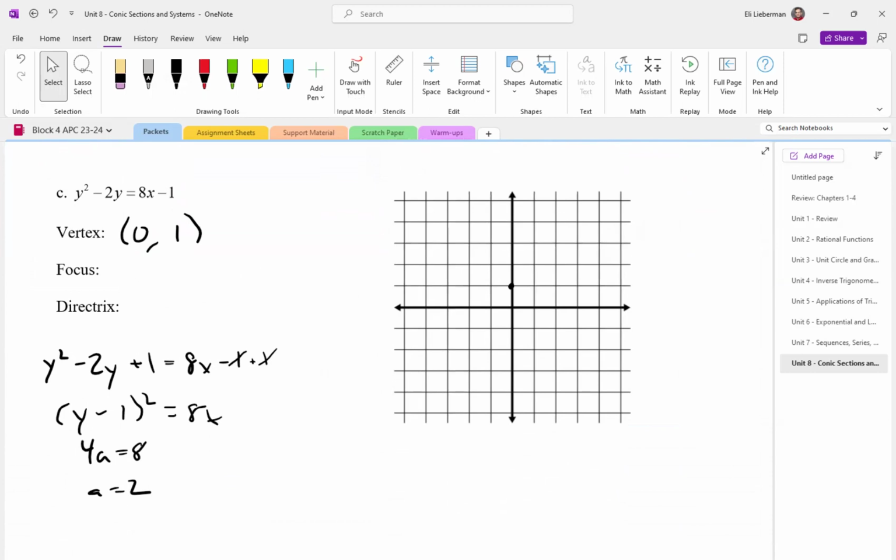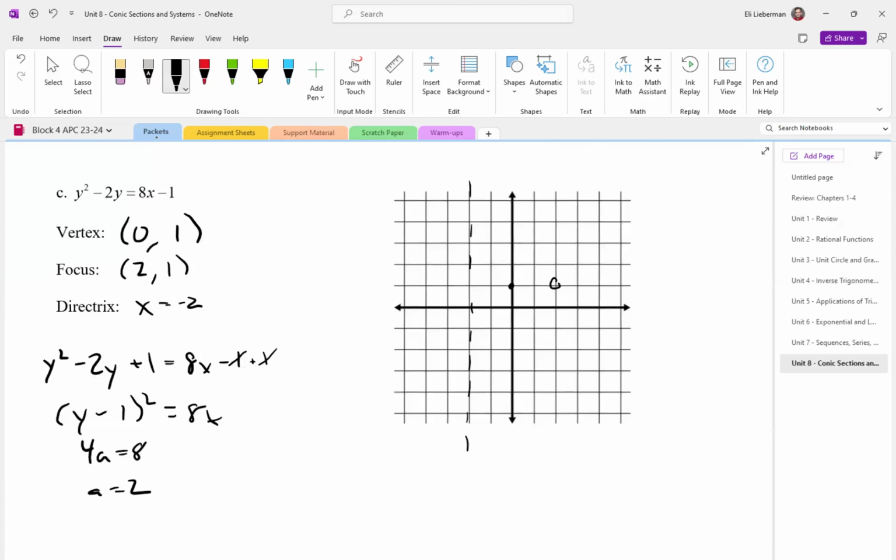Okay, so you want to continue? Sure, I'll try. If it's 2, then, oh, I need the focus. Okay, yeah, the focus is 2, 1. And that means the directrix would be... I need an equation. Sorry, x equals -2. Thank you. Are you okay finishing?